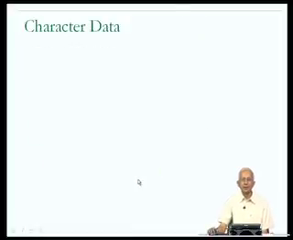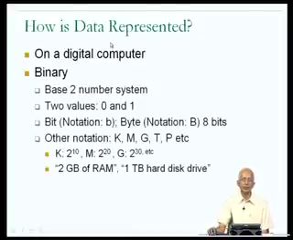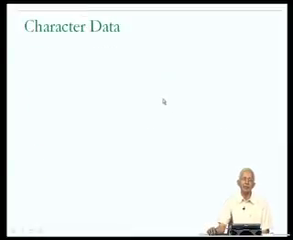Now, our objective in talking about data at this point is to understand more about how data is represented. I'm going to immediately start by talking about character data. This is an easy thing to understand. Character data is used to represent characters, such as the character A or the character B or the character comma and so on.